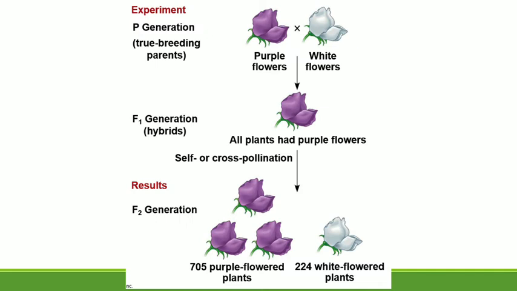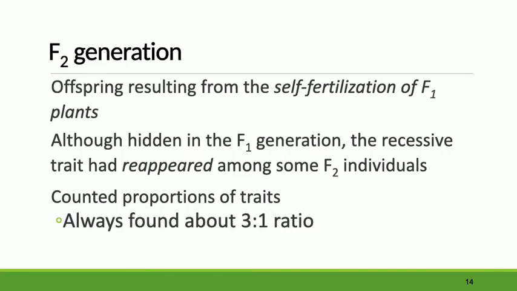This again was really interesting and kind of shocking, because imagine that for all of these plants, both parents, mom and dad, were purple looking. They were purple flowered plants. And yet the offspring, some of them are white flowered plants. How is that possible? Where did the whiteness for this flower color come from? So the offspring resulting from this self-fertilization of F1 plants is what we call the F2 generation.